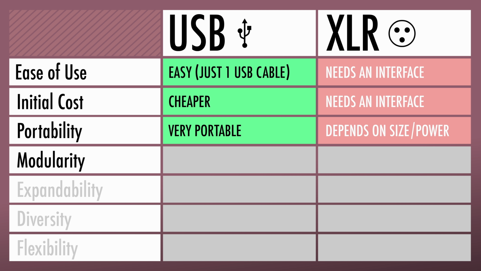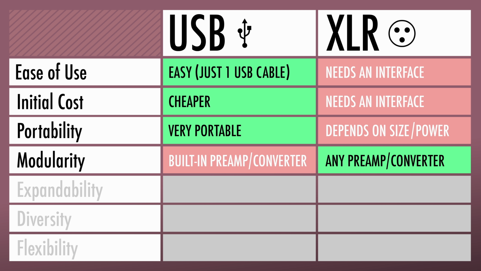When it comes to modularity, XLR mics can be paired with any preamp and converter that you choose. With a USB mic, you're stuck with the onboard one. Obviously, with a mic that has both, you can choose to use the onboard one or an external one.